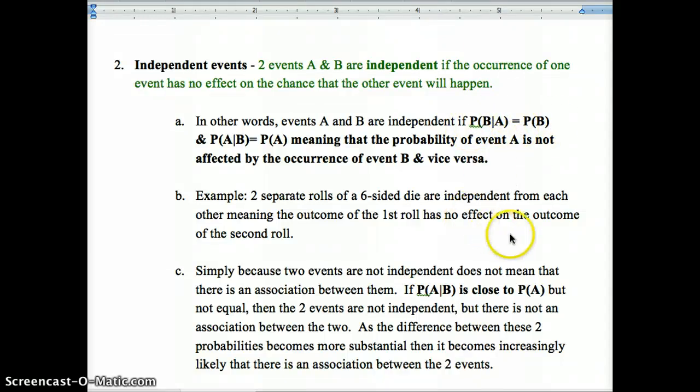Examples of independent events include rolling a die. The outcome of the first roll has no effect on the outcome of the second roll. We could roll 10 sixes in a row. It's still a 1 in 6 chance of rolling a 6 on the 11th roll.